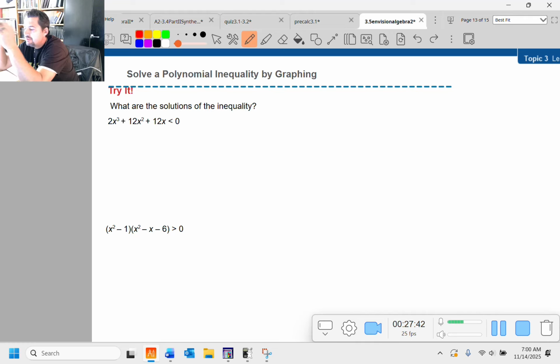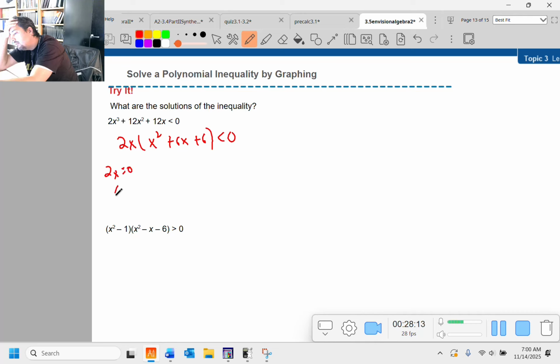All right, more of these. I think this is the last slide too. All these 3 contain an x. If I pull an x from 2x cubed, I have an x squared plus a 6x plus a 6. I don't think that thing's going to factor. I really don't think it is. It does have real solutions, but they're not pretty. So let's hit this. We have a 2x equals 0, so one of my values is going to be x equals 0.